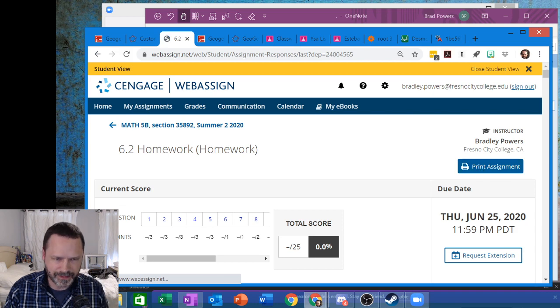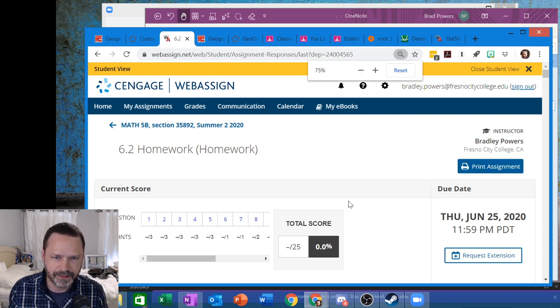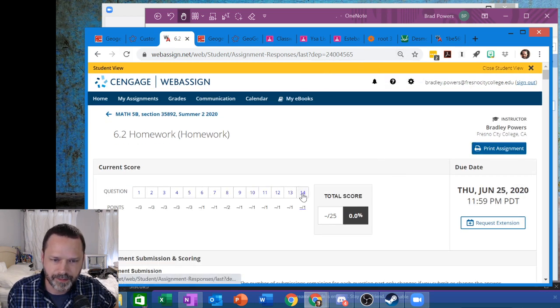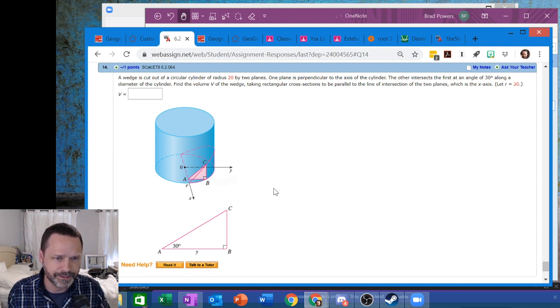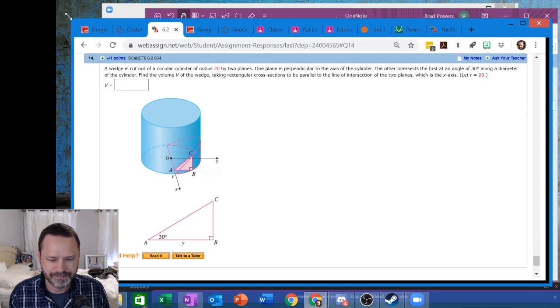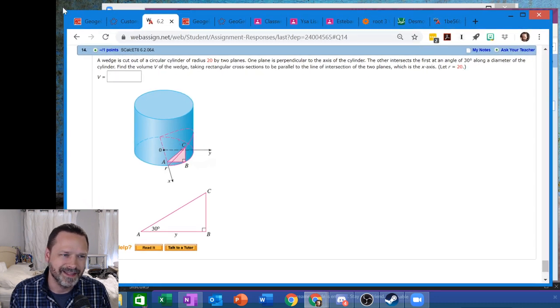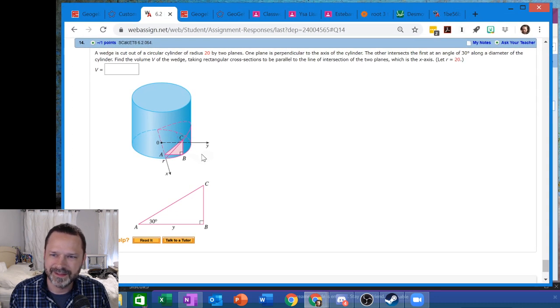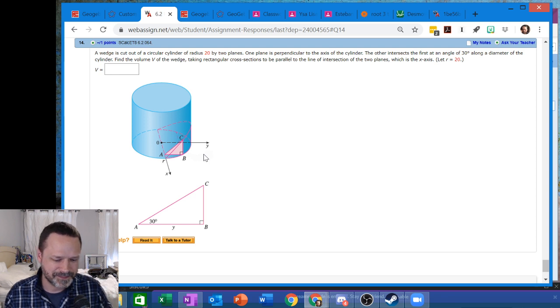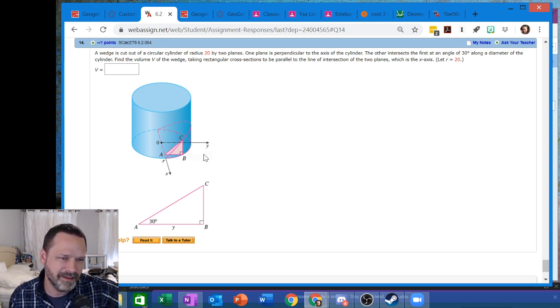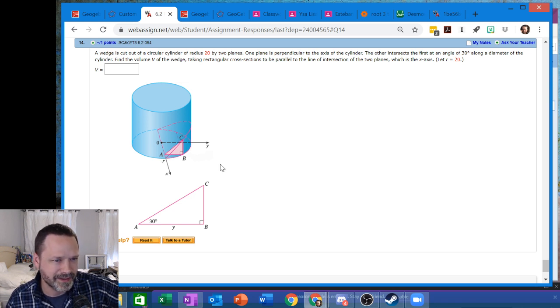Before I go on, let's take a look real quick. Another problem here, number 14. There it is. You should be able to see that okay. Mobile dashboard. All right. And we got this problem here. It changes every time, right? I can look at the solution if I wanted to, but I'm not going to. We're going to work this out. We're going to do it the right way this time.